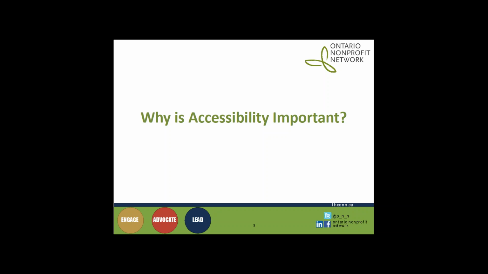Tell me what are some of the reasons that accessibility is important, both for you as an individual, for your organization, and for our communities. So type in some of your thoughts about why you think accessibility is important. Why are we having this conversation? Why was there a legislation passed by the Ontario government? Why is accessibility important?